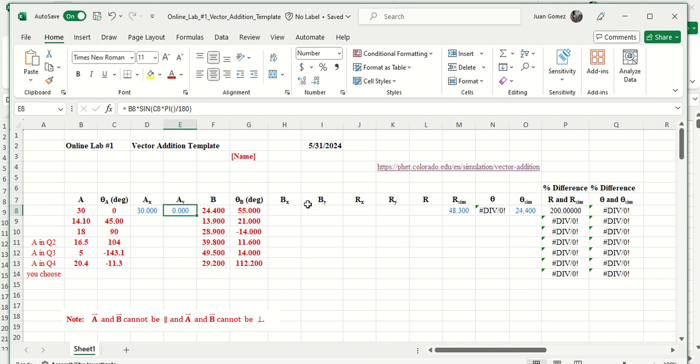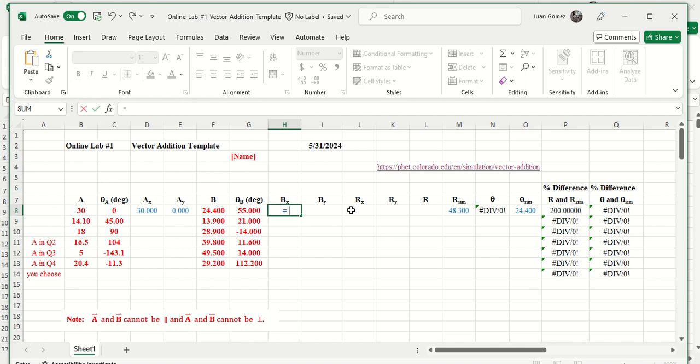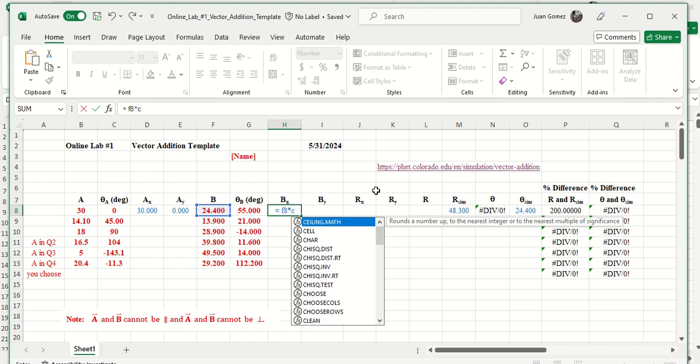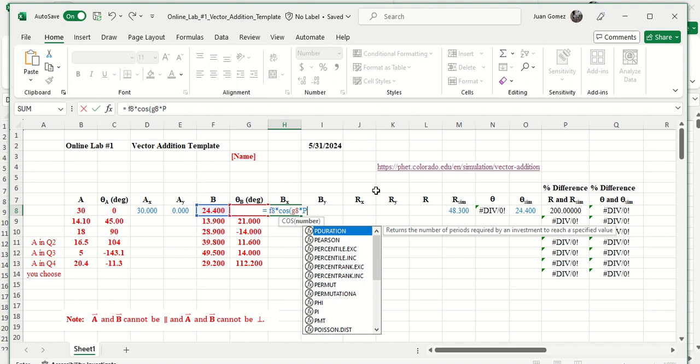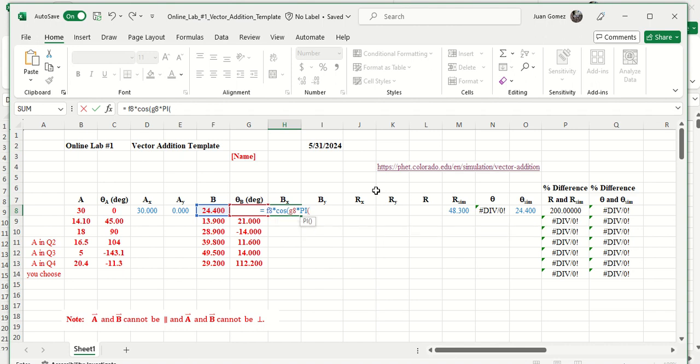Now let's calculate the x and y components of B. The same thing. What is the x component? Equals, it's B cosine. Remember, B is in cell F8, so it's F8 times cosine. The angle theta B is in G, so it's cosine G8. Then we want to convert, so it's times pi, left and right parentheses, divided by 180. Make sure the parentheses are closed. Hit check.